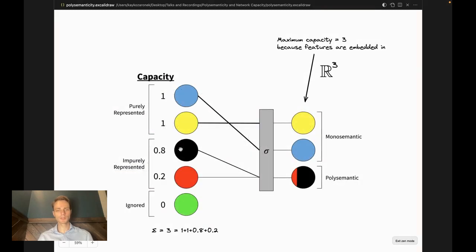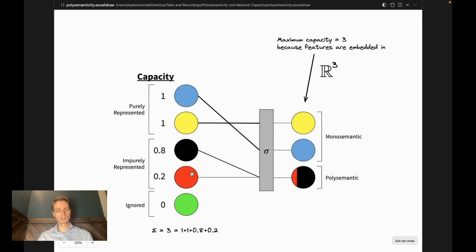To illustrate this, here's a nice little example. Again, we have a feature vector and we are projecting it down into a three-dimensional space. This three-dimensional space limits our maximum capacity, and so what we'll see here is that some of these features get their own neuron, like the blue one and the yellow one. These will be called monosemantic.